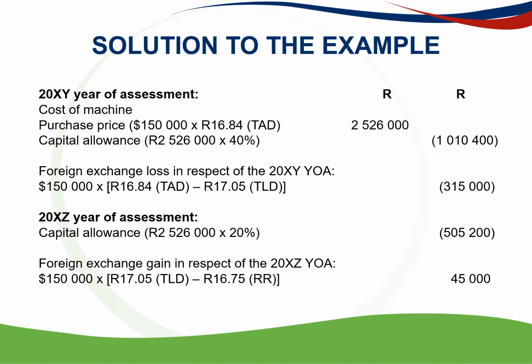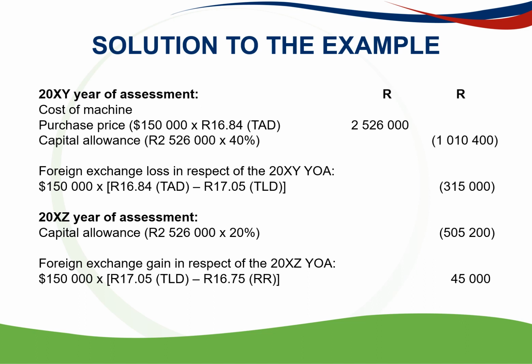We then move over to the following year of assessment, the 20XZ. First of all, we can claim another capital allowance because this is your second year for the machine, and you can claim 20% on the R2,526,000, and that gives us an amount of R505,200.